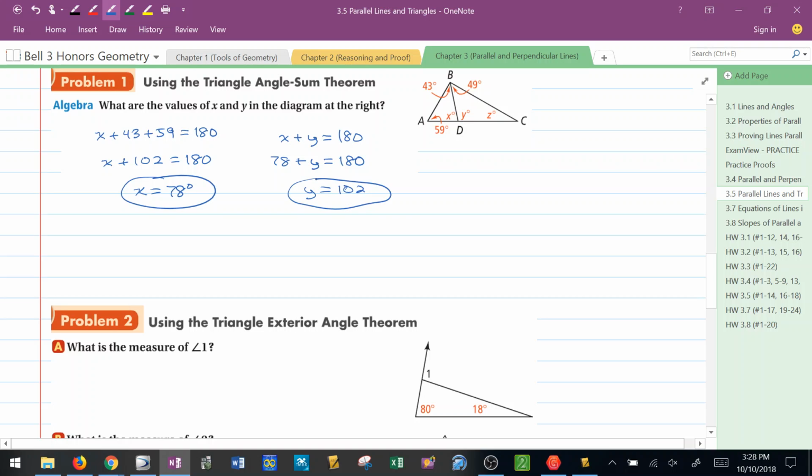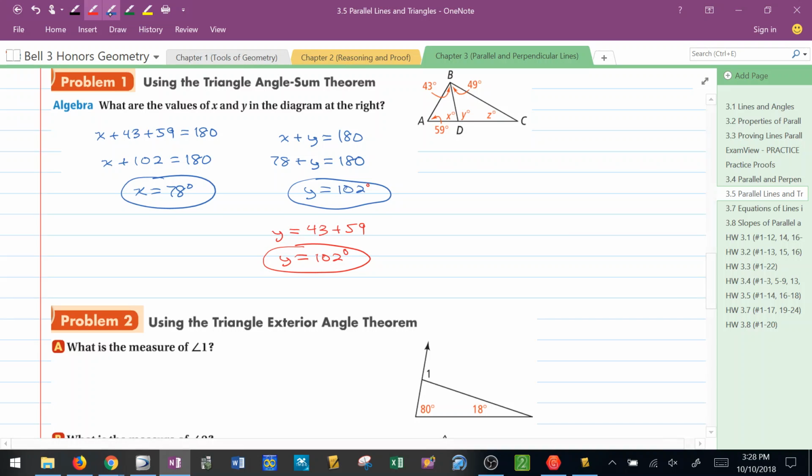Now, this is one way to do it. I could also recognize that that angle y was an exterior angle to triangle ABD. And the exterior angle of a triangle theorem tells me that the exterior angle, y in this case, would be equal to the remote interior angles added together. So even if I do it that way, I still end up with y being 102 degrees.